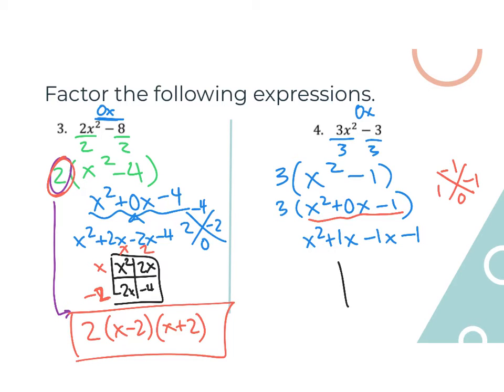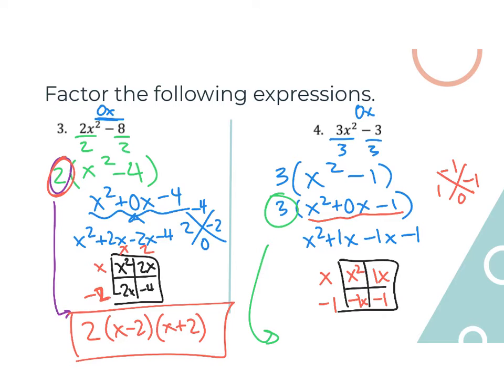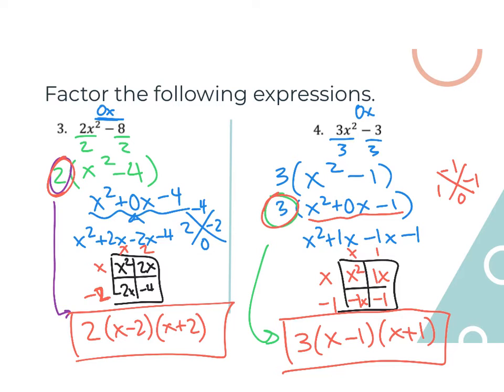Those terms are going to go inside the box. Don't forget that the 3 is part of your answer at the end. Inside the box, I have x squared, 1x, negative 1x, and negative 1. My first row has a GCF of x. The second row has a GCF of negative 1. The first column has a GCF of x. The second column has a GCF of positive 1. That's x minus 1, x plus 1. The GCF that I took out at the beginning was a 3. There's my factored form.